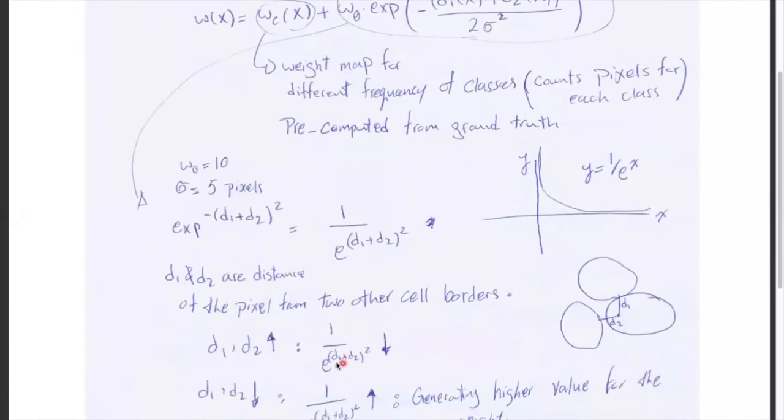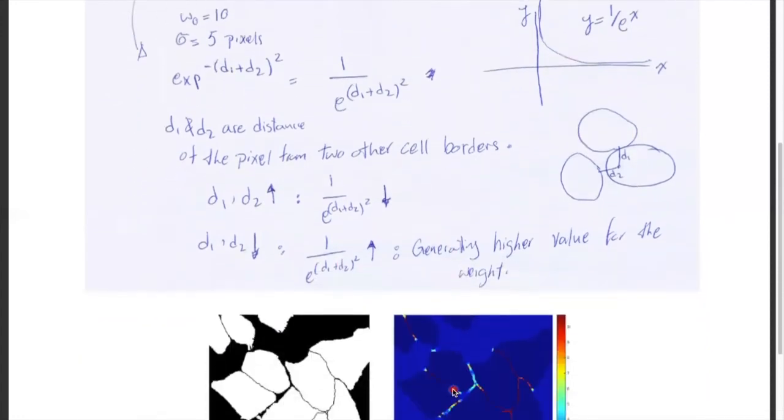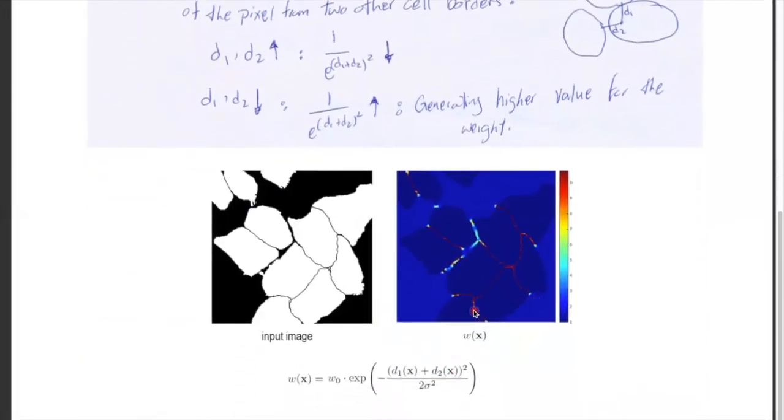So imagine when D1 and D2, the distances from the two nearest cells, go up, like you are here in this region, this expression goes down. So the weight factor for the loss goes lower. And then when we are at the border sections, where the distance to the nearest cells goes down, this value goes higher, so we have higher importance for the loss. Creating the weighted distance map, it would look like this. So these border regions have higher values.